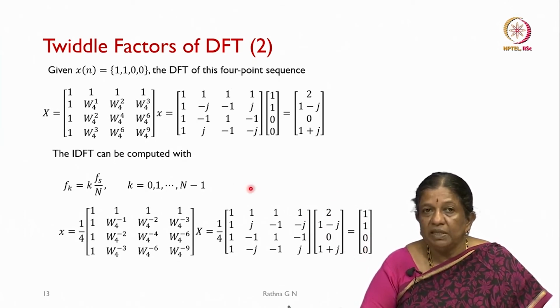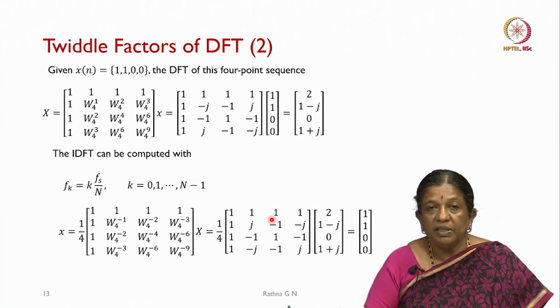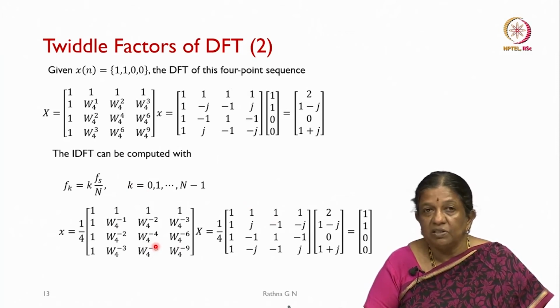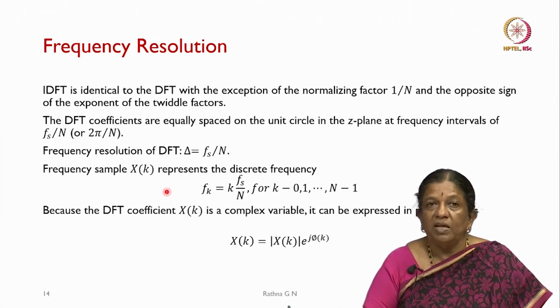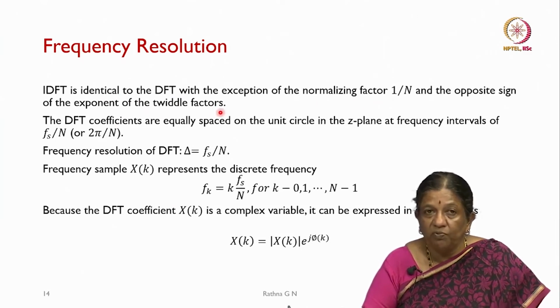So, you will be seeing that this is the DFT and IDFT with an example, what we call the analysis and synthesis equations. So, what is the frequency resolution in this case? We said identical to DFT with the exception of the normalizing factor 1 by n and the opposite sign of the exponent of the twiddle factors, that is what we said.